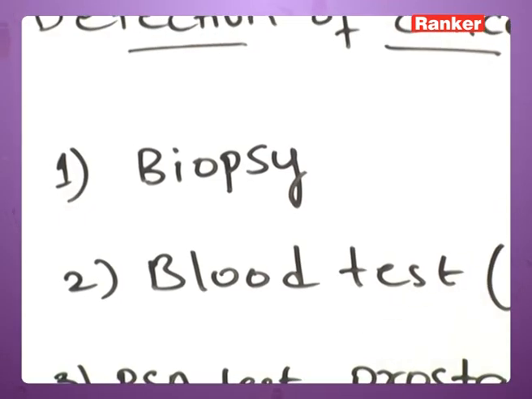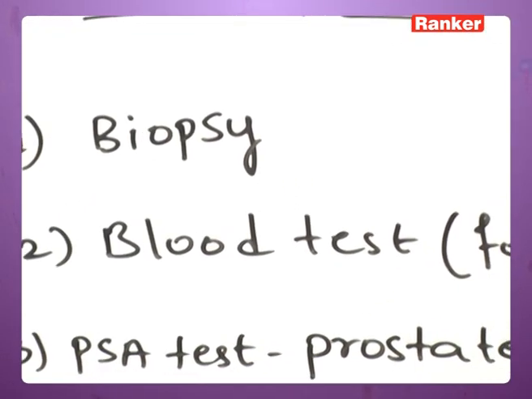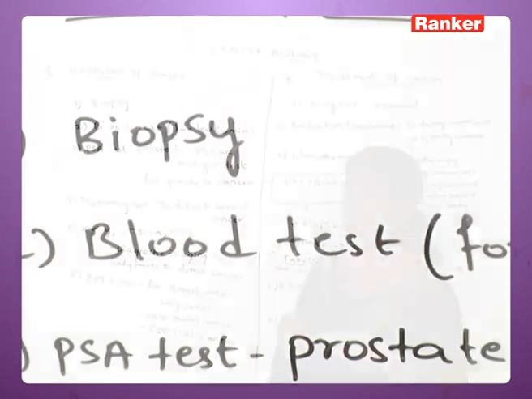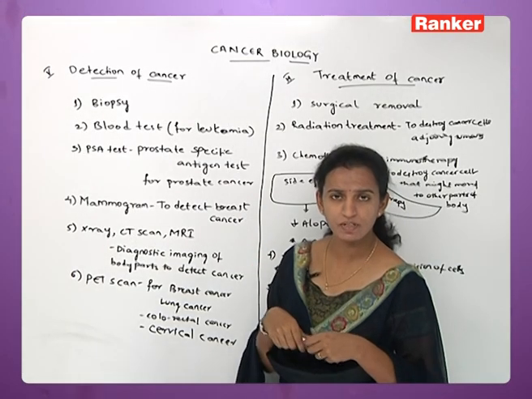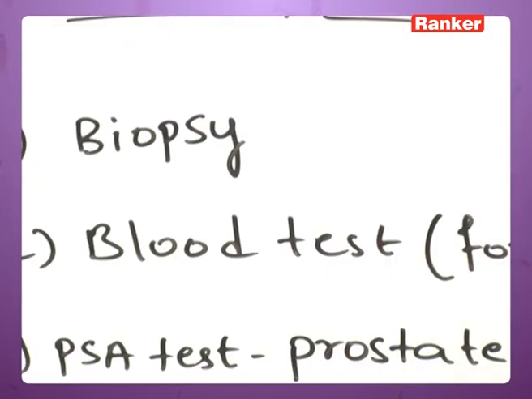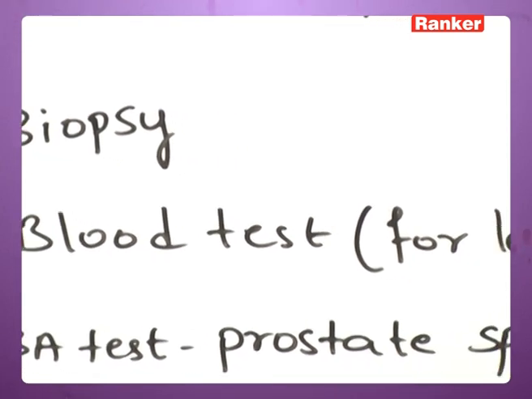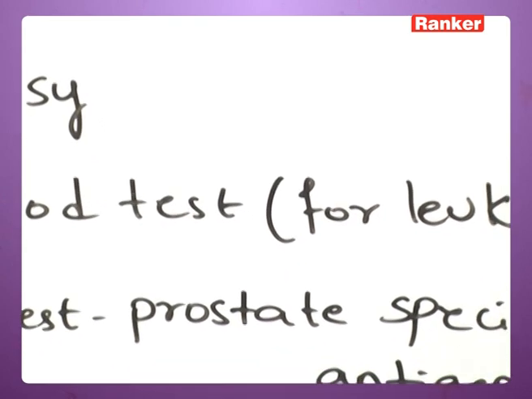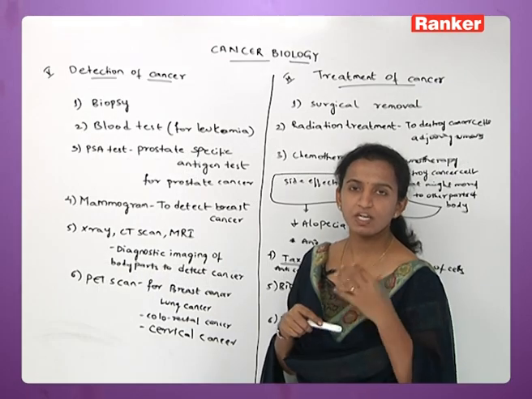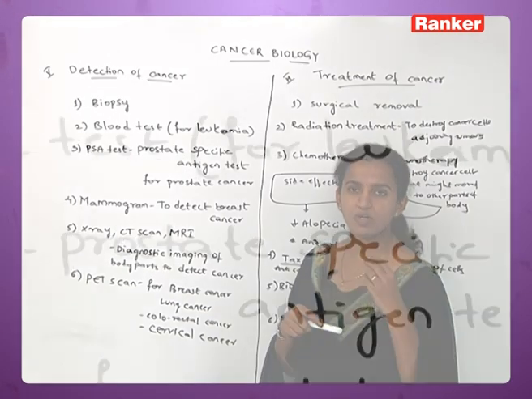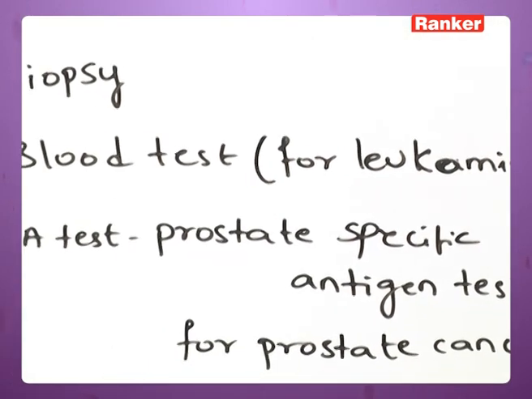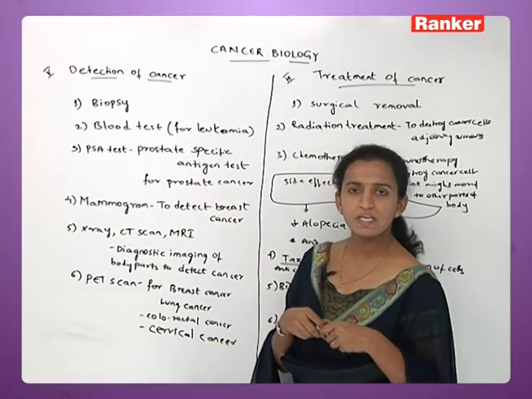Now, a blood test can detect leukemia, a blood cancer. And the PSA test is the prostate specific antigen test for prostate cancer. If the prostate gland present in our body is suffering with cancer, the test used for its detection is the PSA test.